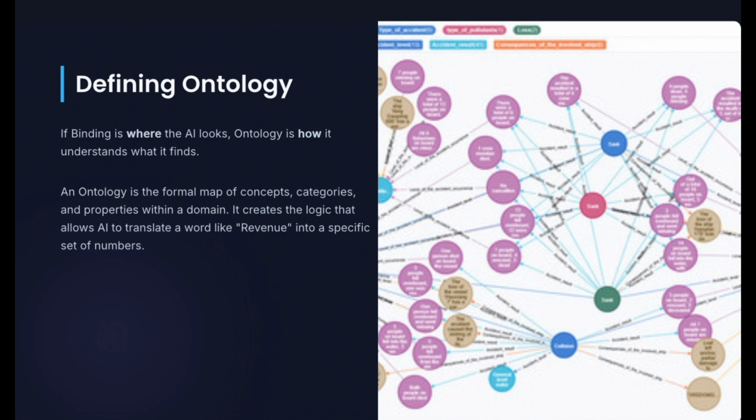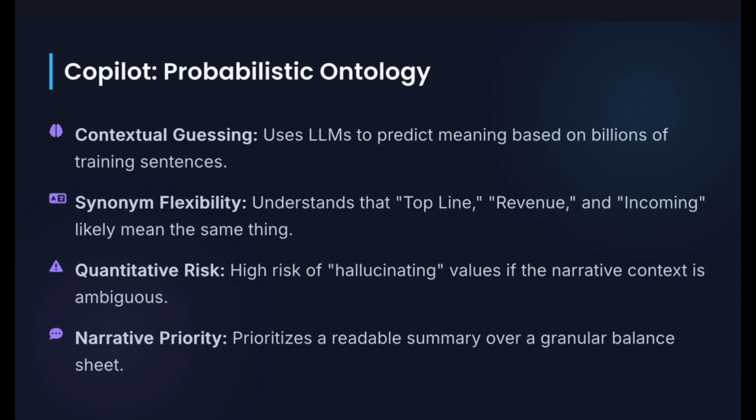Now we're going to learn about ontology. Think about it this way. If binding is where we look, ontology is how we define what we see. Copilot is trained on the probably ontology. It's a best guess system because it's trained on the whole internet and knows that sales usually means revenue depending on the business context. It's flexible, but that flexibility is why sometimes it hallucinates numbers to fit the narrative.